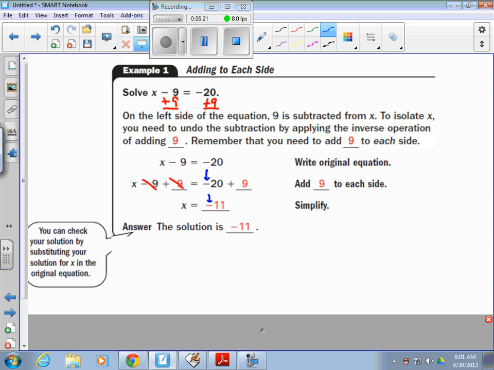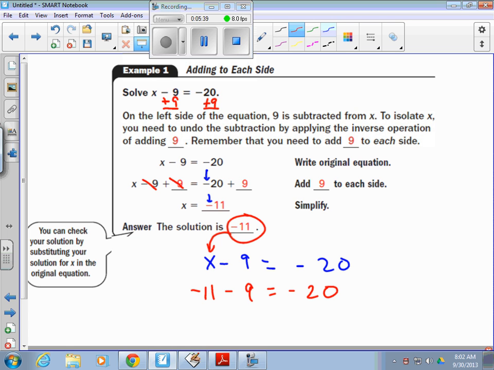You can check your solution by substituting the solution of x into the original equation. So take the original equation, x minus 9 equals negative 20, and plug in or substitute negative 11's value in x's place. So negative 11 minus 9 equals negative 20. And check its truth value at that point. Negative 11 minus 9, when you put them together, gives you negative 20. That is, in fact, equal to negative 20. You have a true statement. That's checking to see if negative 11 is correct.